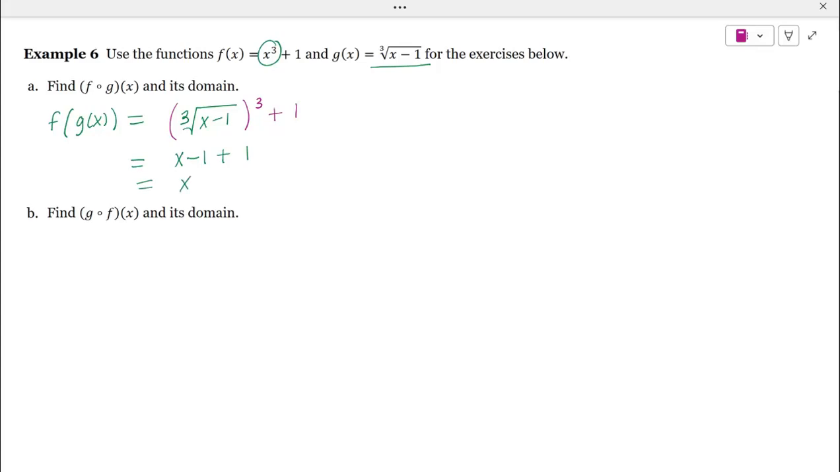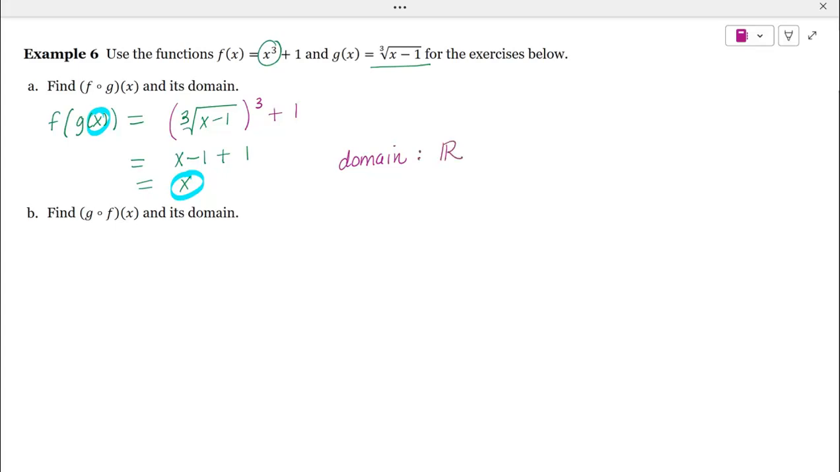If I plug in a function like this and I get back the original, it means that those are inverses of one another. And because x doesn't have any restrictions, we don't have any restrictions on the composition function. So the domain here is all real numbers.